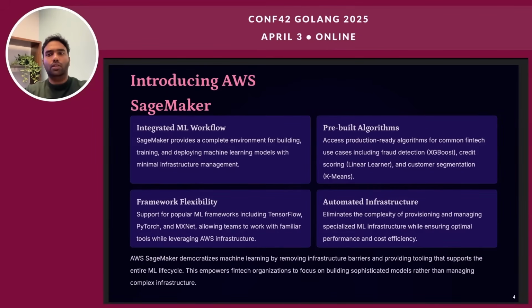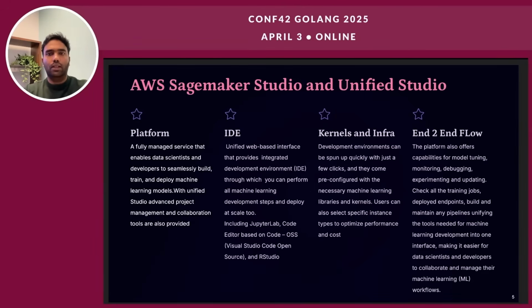AWS SageMaker democratizes machine learning by removing infrastructure barriers and providing tools that support the entire machine learning model lifecycle. This empowers Fintech organizations to focus on building sophisticated models rather than managing complex infrastructure and adhering to stringent rules and compliances. Now let's dive deep into the features of SageMaker that help in achieving these advantages, starting with ease of use.